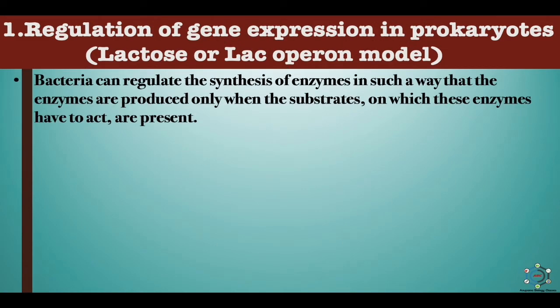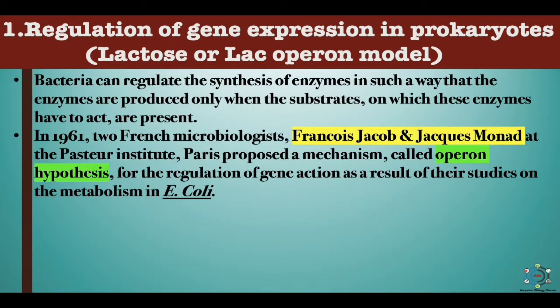Bacteria can regulate the synthesis of enzymes in such a way that the enzymes are produced only when the substrates on which these enzymes have to act are present. In 1961, two French microbiologists, Francois Jacob and Jacques Monod, at the Pasteur Institute, Paris, proposed a mechanism called the operon hypothesis for the regulation of gene action as a result of their studies on metabolism in E. coli.